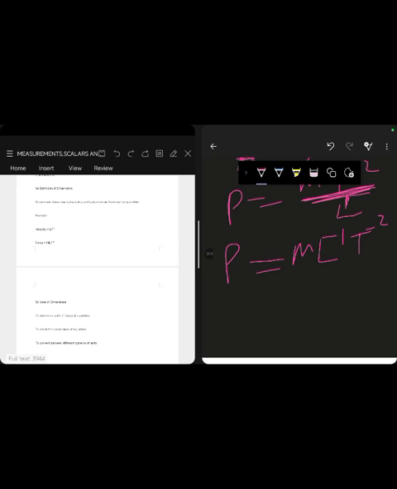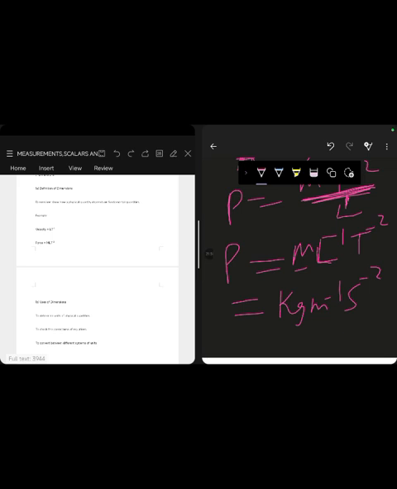So this is the dimension of pressure. From here again, you can get the unit. Mass is in kilogram, length is in meter, so it will be meter raised to the power of minus 1. Time is in seconds. So you can say it is kilogram per meter per second squared, right? Which is one of the units of what?